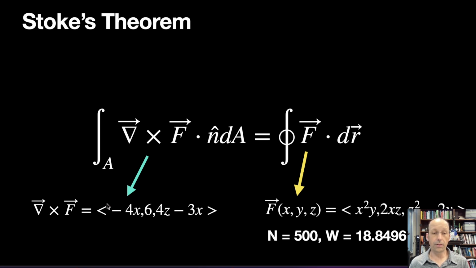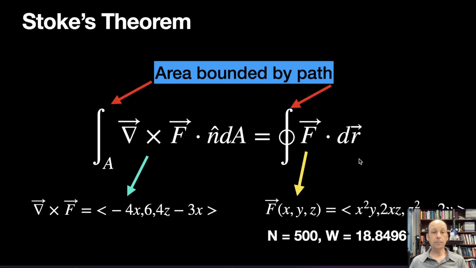There's the curl of my function F. I'm going to do the flux of this and the path integral of that. Now, the important thing is that the area for the flux has to be bounded by the same closed path. So in this case, I have that circle as my closed path, and I have a flat circle area for my flux, and that's fine. But it doesn't have to be that. I could do whatever I want.